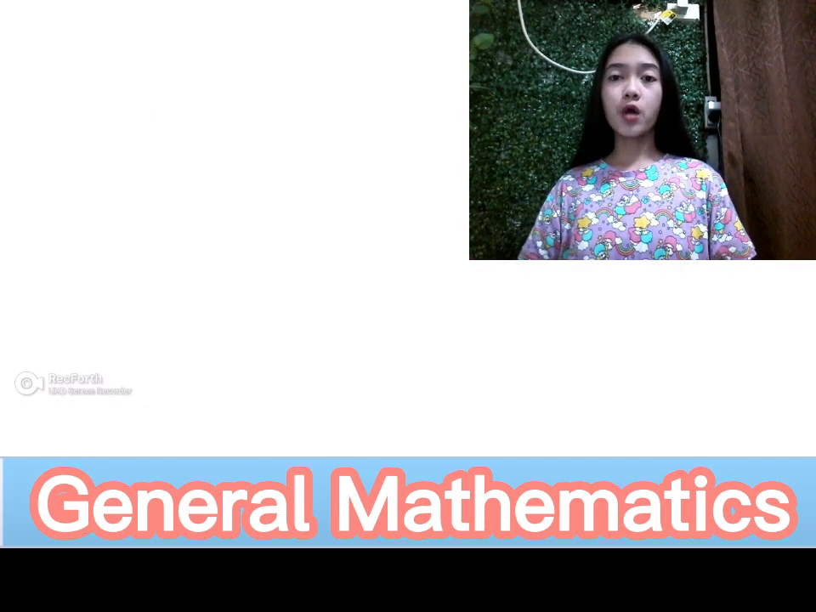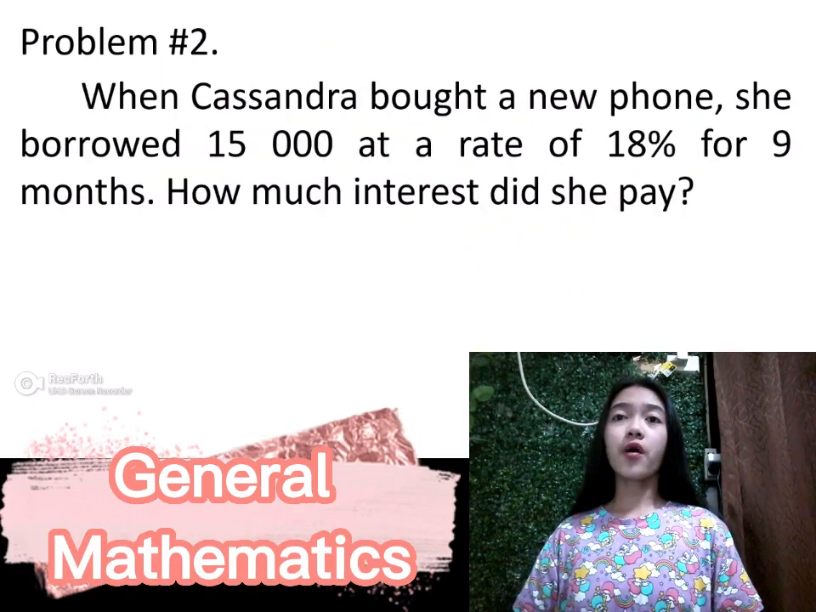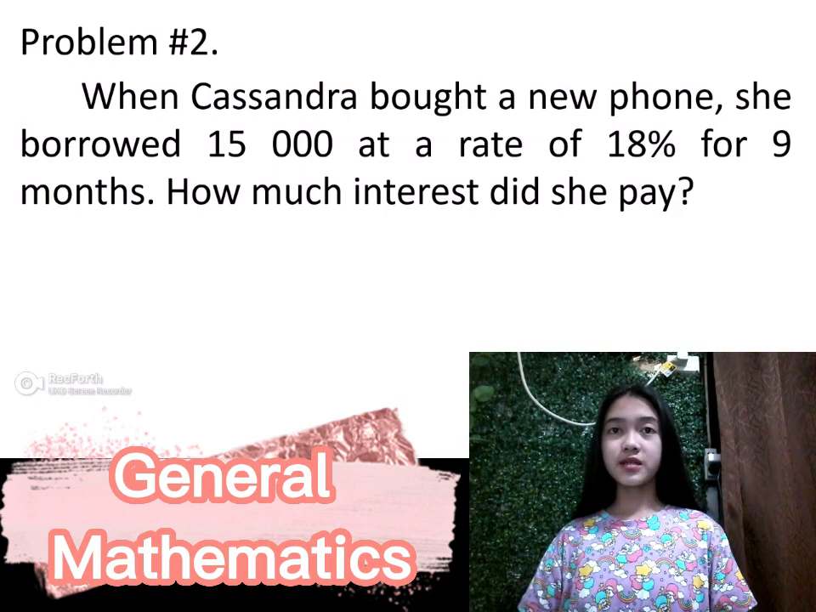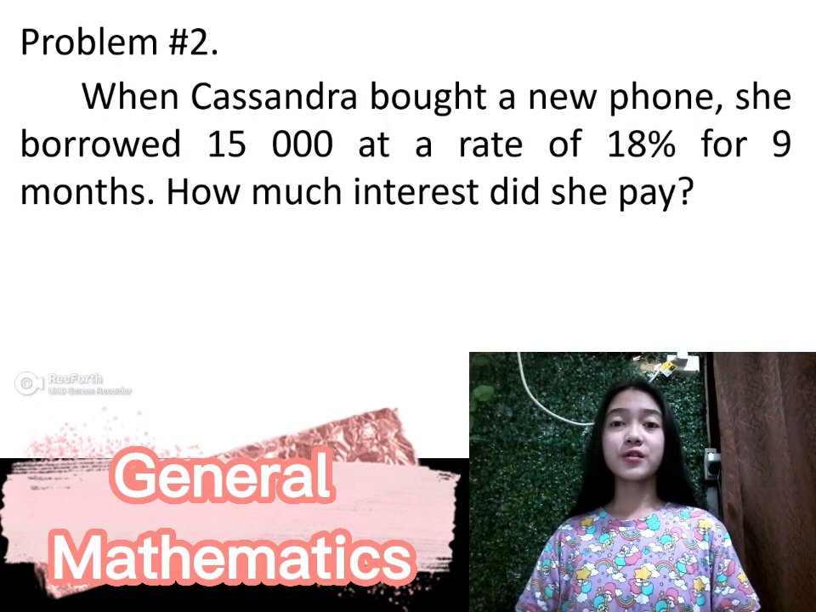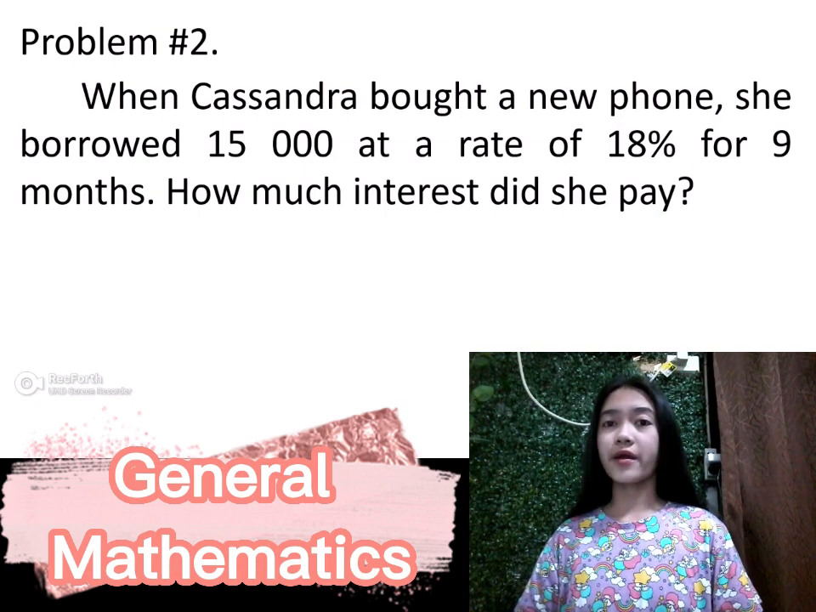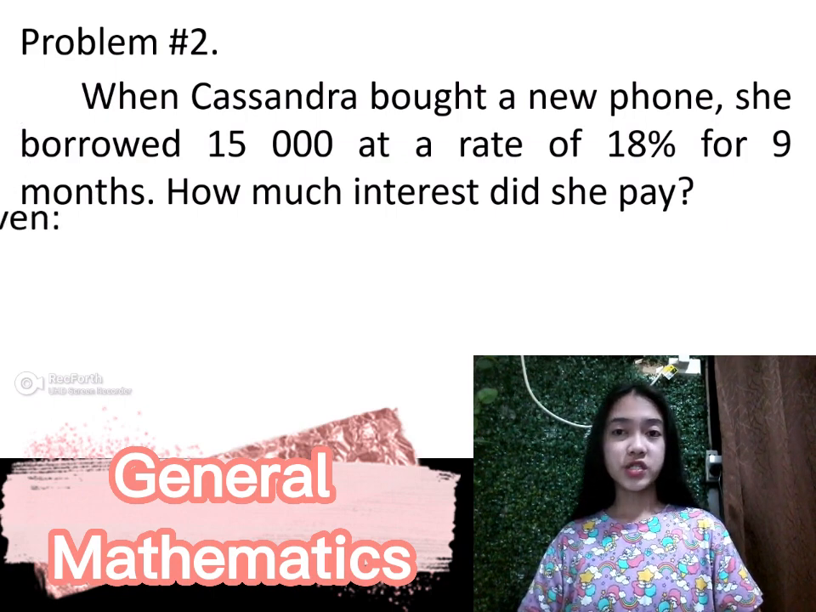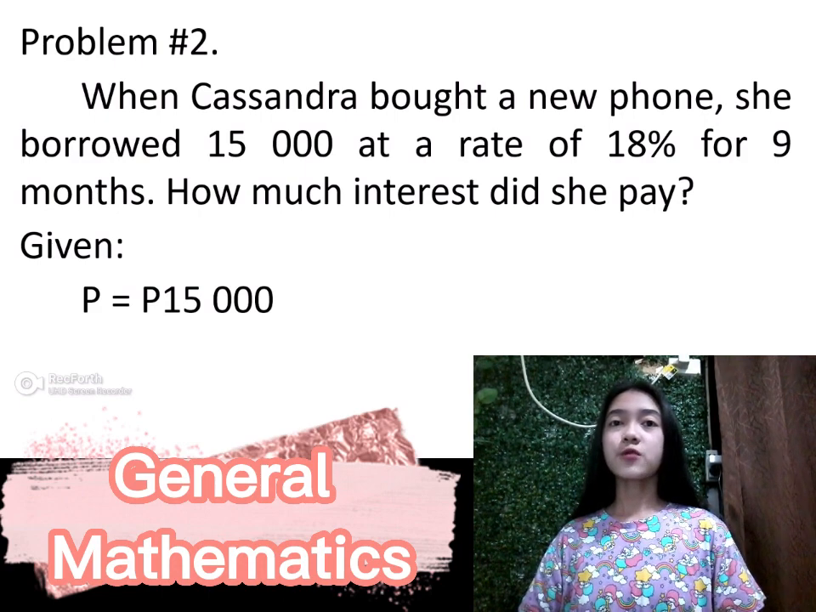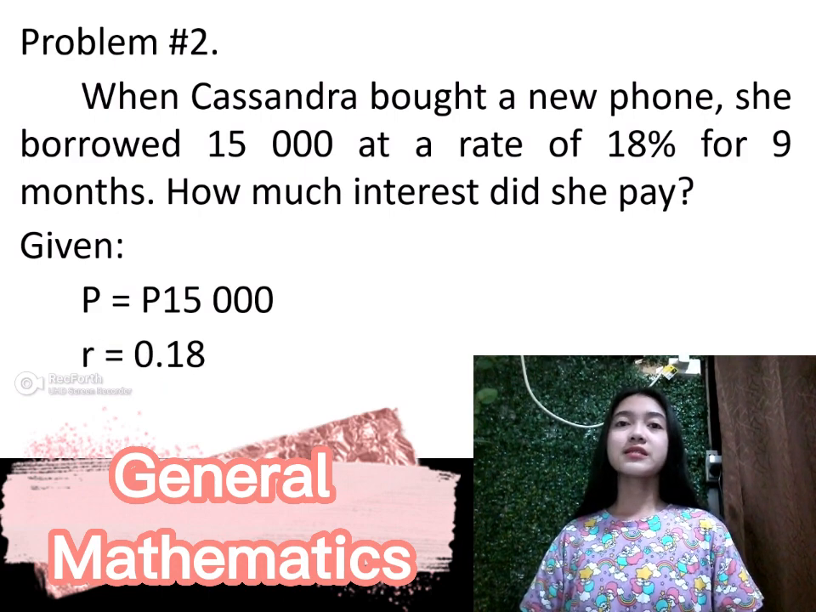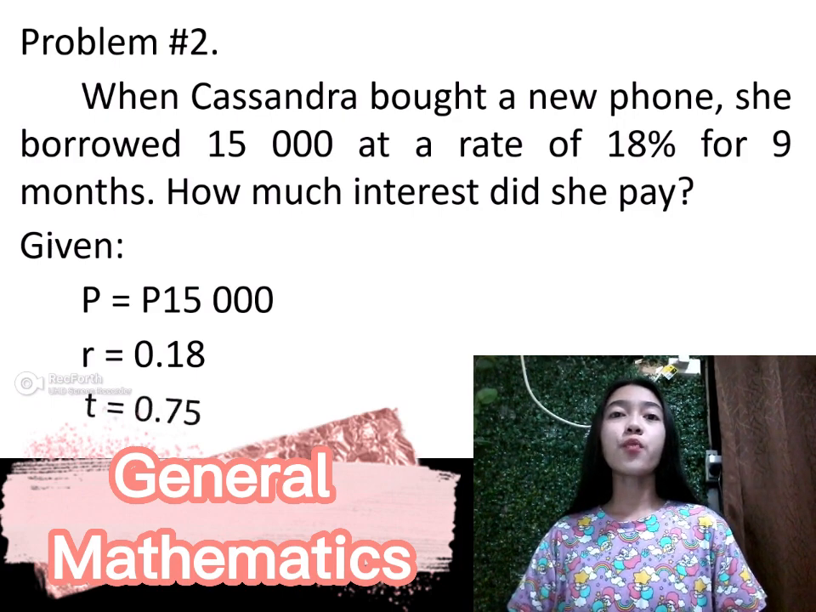Next, we will proceed to problem number 2. When Cassandra bought a new phone, she borrowed 15,000 pesos at a rate of 18% for 9 months. How much interest did she pay? First, to answer the problem correctly, we need to find the given of the problem, which are P = 15,000, R = 0.18, which is the decimal form of 18%, and time is equal to 0.75.